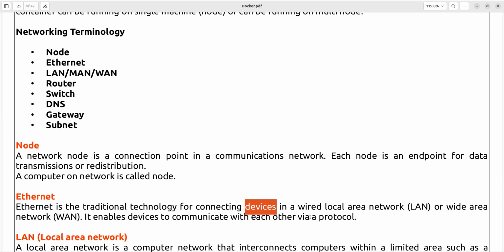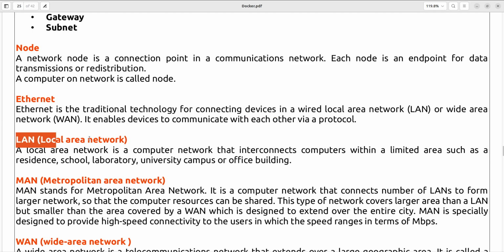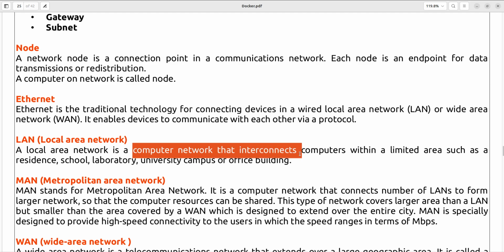A network can be a LAN or a WAN. What is a LAN? A local area network is a computer network that interconnects computers within a limited area. Suppose in your home there are 5 computers, and you connect them with each other with the help of wires. You can say that this is a LAN, a local area network. The 5 computers of your home are connected with each other. The connection medium can be anything, wire or Wi-Fi, that doesn't matter, but it is a LAN because it is a local network.